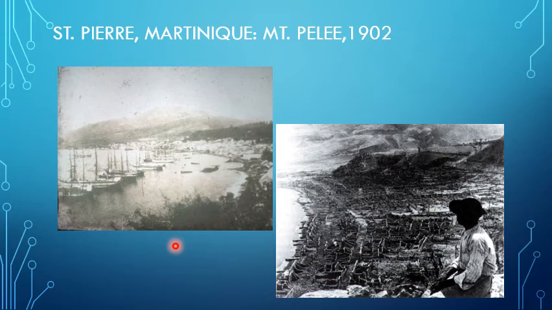Saint Pierre, Martinique, Mount Pelée eruption in 1902. These photos here are before and after. The town of Martinique is a progressive town. The volcano is at the background, you can see here. And this is after the 1902 eruption. Mount Pelée eruption in 1902 destroyed the town of Saint-Pierre, or we call it Martinique, killing about 30,000 people in the space of a few minutes in the worst volcanic disaster of the 20th century.